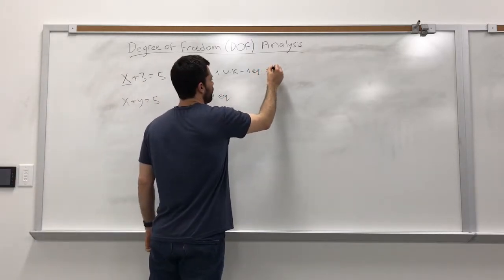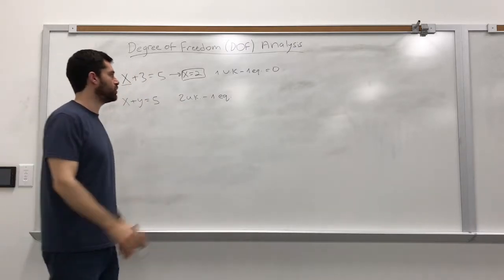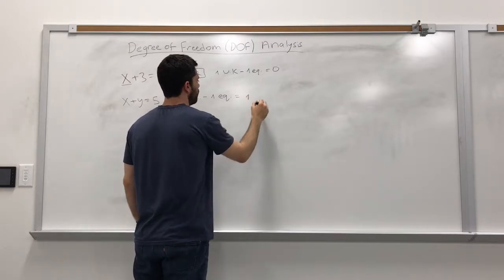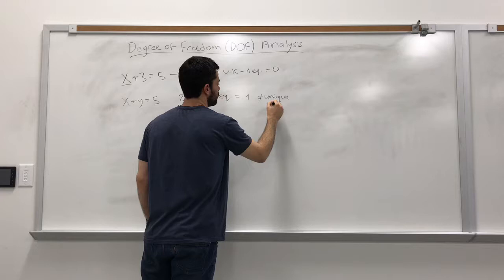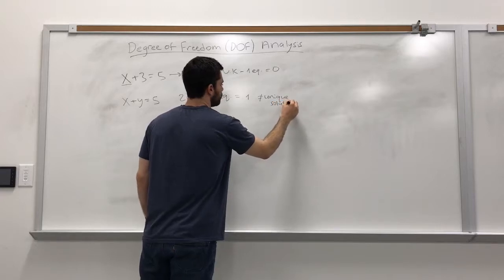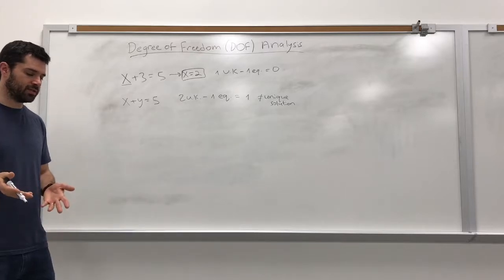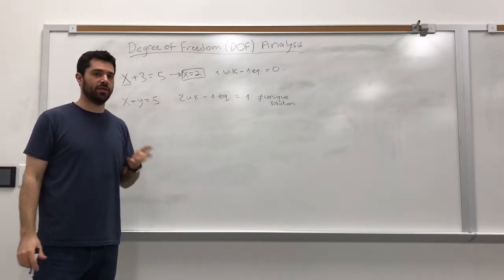So this is basically a degree of freedom analysis. If the number of unknowns minus the number of equations equals 0, you can get a unique solution to the problem. If it equals more than 0, in this case 1, there's no unique solution. Now there's a little caveat to this, which says that the equations here that we're subtracting need to be independent equations.